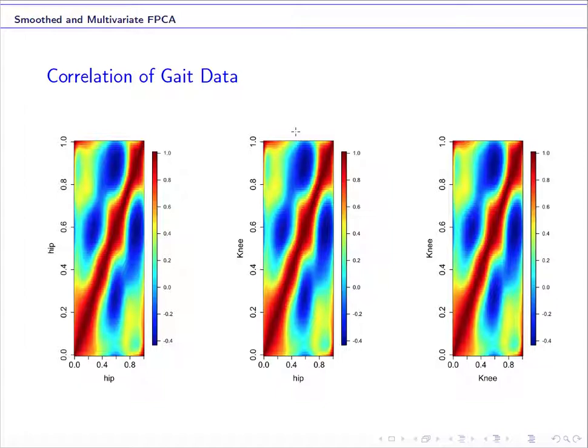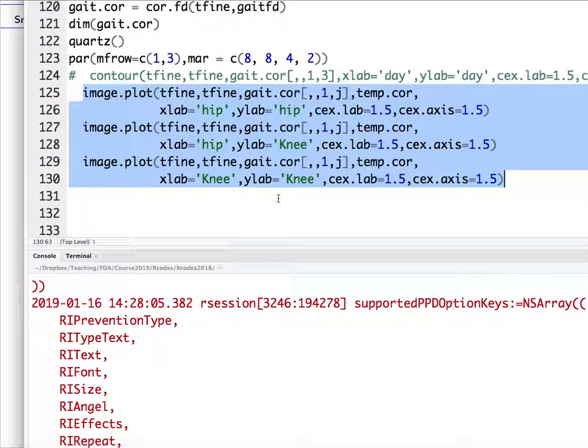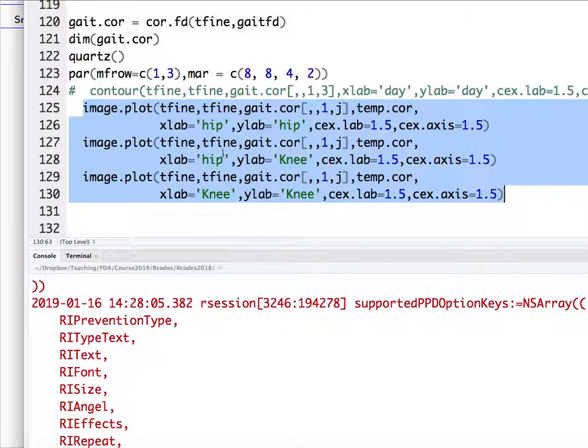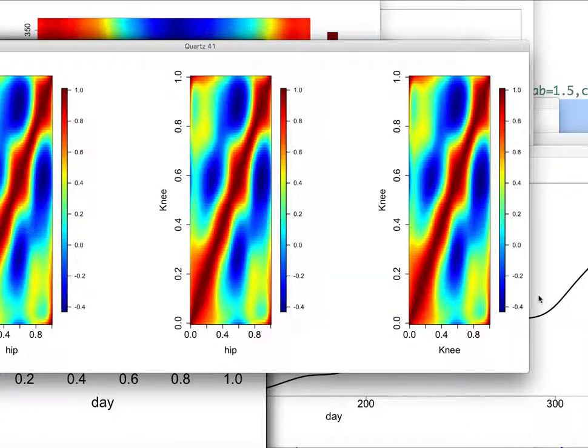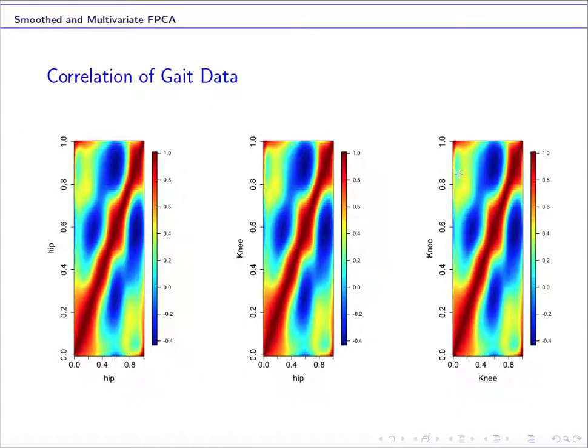Maybe I made a mistake. I think that's why these three graphs all look exactly the same. I think I just made a mistake. I see the reason, so I will change this graph later on. Okay, let's move on.